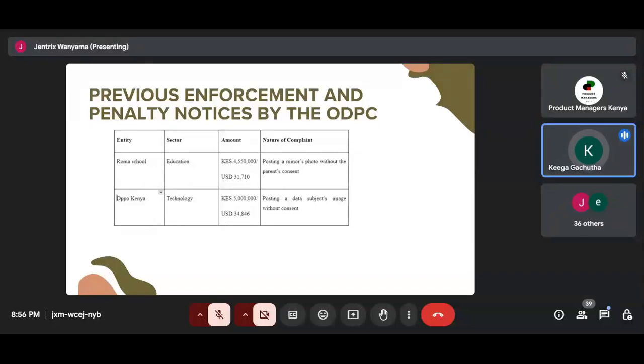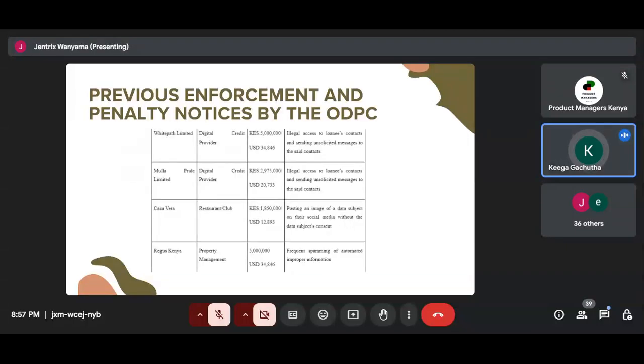We find that Roma School, that is a primary school, was fined 4.55 million, which equates to around 31,000 USD. And here we see that the nature of the complaint was posting a minor's photo without the parents' consent. Oppo Kenya is a tech company that was fined 5 million, or the equivalent of around $35,000 on account of posting a data subject's image without consent.